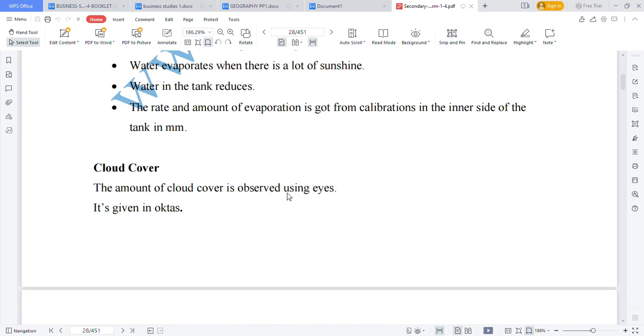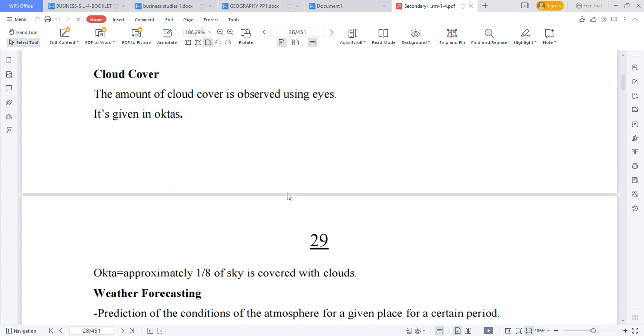Let's move to cloud cover. What is cloud cover? Right, you have gotten it right. The amount of cloud cover is observed using the eyes. It is given in oktas.